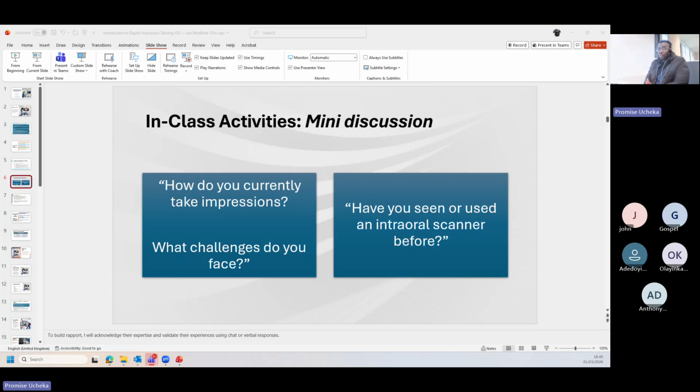What we are going to do, and it's important for me to emphasize, is that this introduction to digital impression taking is not taking away your current practice. Okay, what you're doing is right. This is what everybody was doing before the invention of digital impression taking and intraoral scanners. So intraoral scanners are not here to replace your manual ways of doing impression. They are here to augment what you are doing.